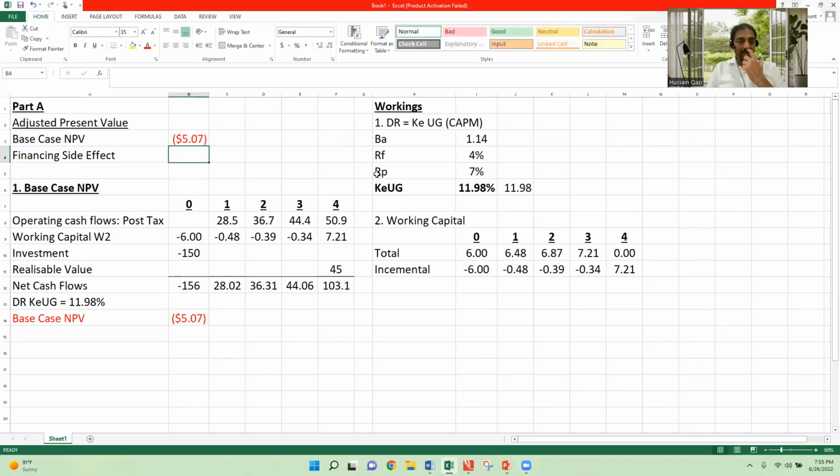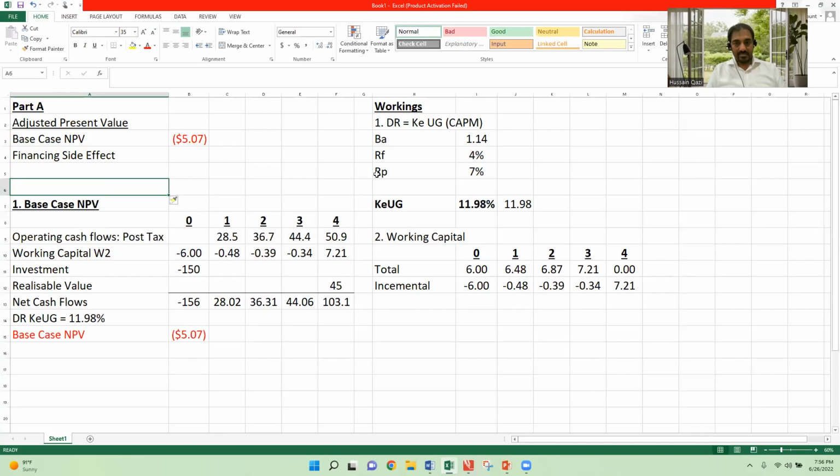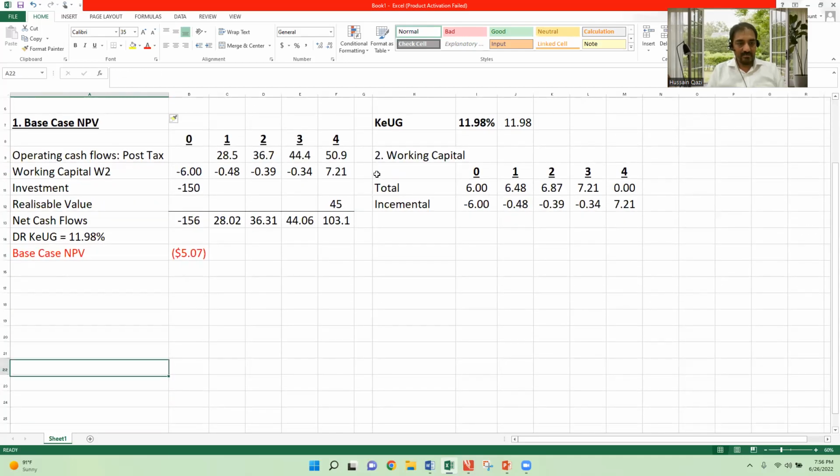So with respect to the base case NPV, here we can say that the project is not financially viable. With respect to the operating cash flows, the project is not financially viable. Now, the other point is financing side effects.